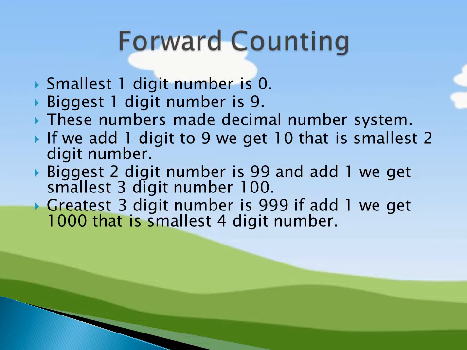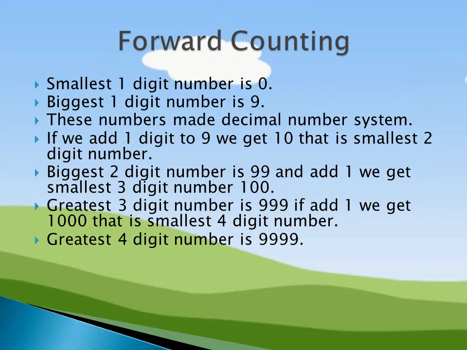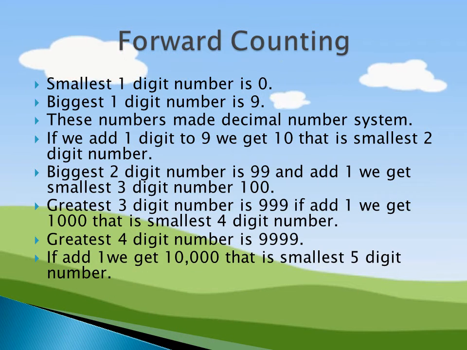The greatest three digit number is 999. If we add 1, we get 1000, that is the smallest four digit number. The greatest four digit number is 9999. If we add 1, we get 10,000, that is the smallest five digit number.